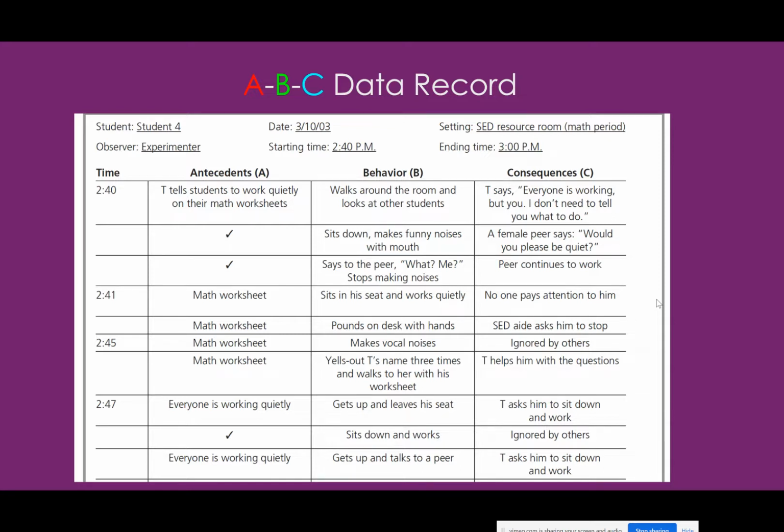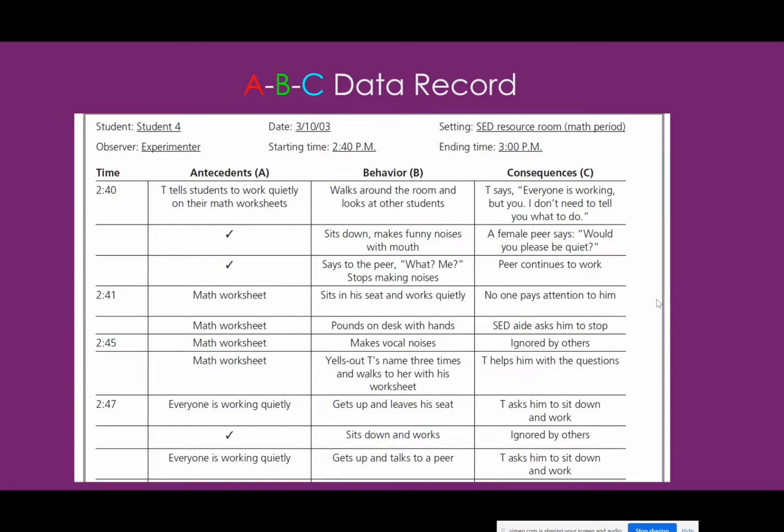But a lot of times there's going to be a multitude of behaviors, and we want to look throughout the day. For example, this data record is just in his math resource room that he is in from 2:40 to 3 o'clock, right? But what about when he's in geography or when he's in the gym? We want to always be taking a record of the behaviors we're seeing from this student, maladaptive, and if you want, adaptive behaviors as well.